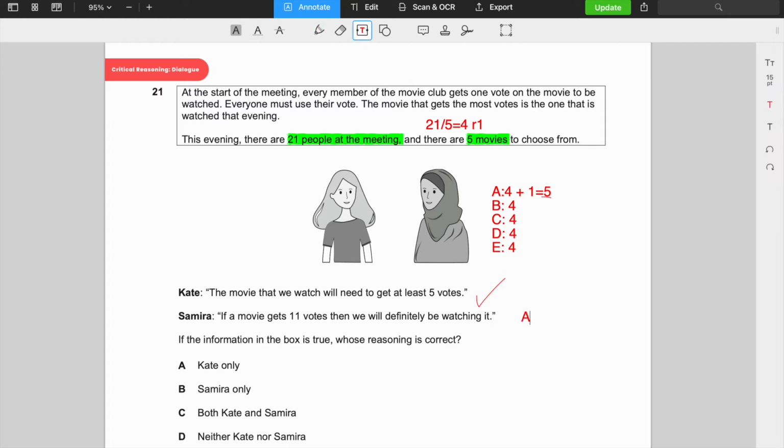Samira is correct, because let's just say we choose A, and it gets 11 votes. So that means there's 10 votes left for the other movies, right? Now, again, the most extreme scenario, let's just say B gets 10 votes and the other movies get 0 votes. Still, that would guarantee that A would be chosen, right? Does that make sense? So this is the most extreme scenario, right? Okay, so Samira is correct. Both Kate and Samira are correct, option C. So what we've done here is we've assumed the most extreme scenarios.